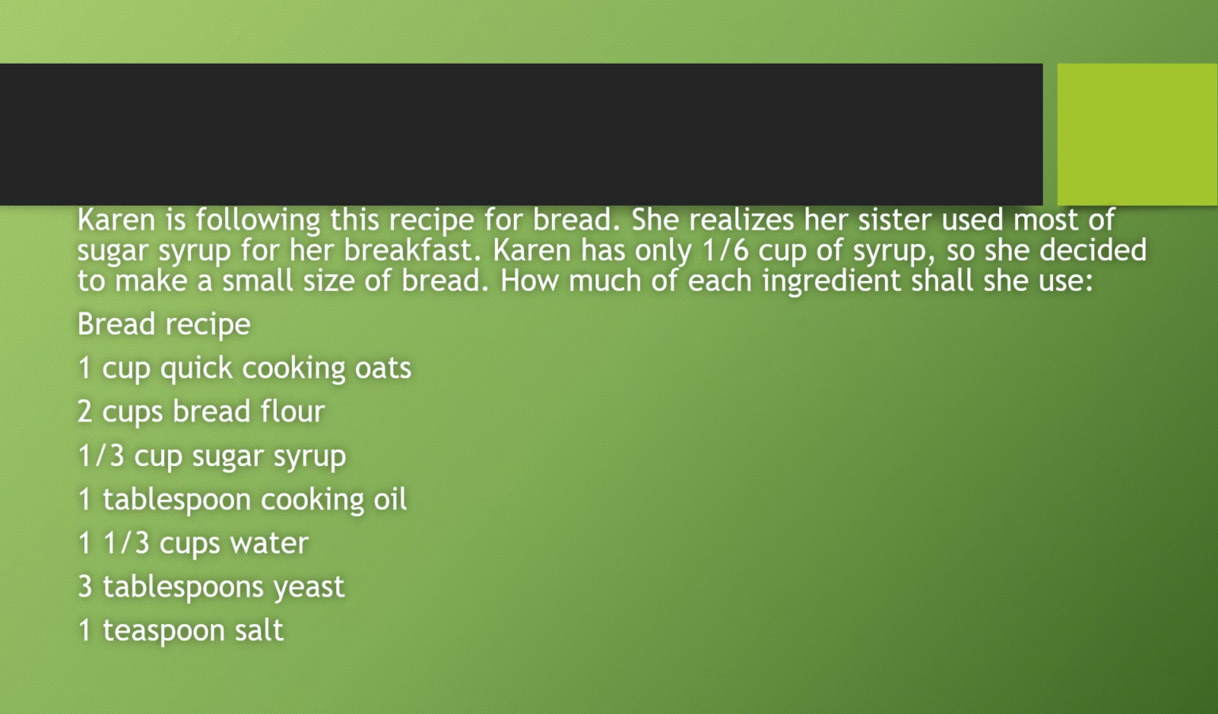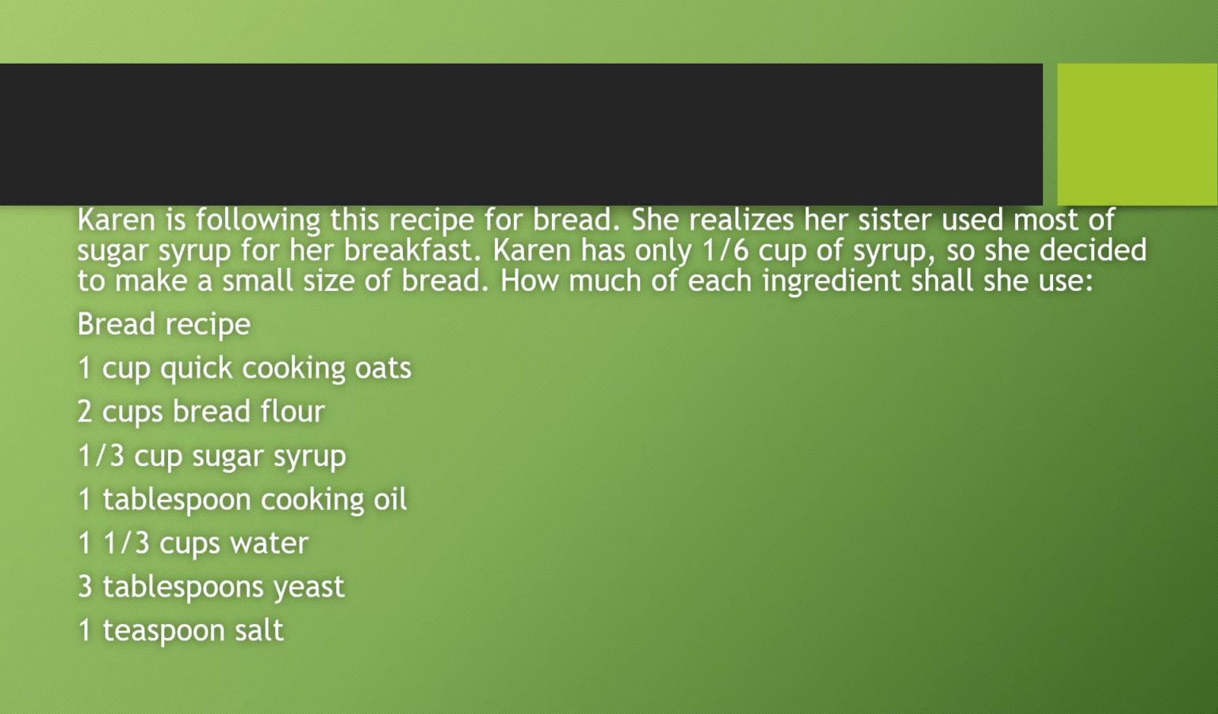Now, let's proceed to number 2. Now, Karen is following this recipe for bread. She realizes her sister used most of the sugar syrup for her breakfast. Karen has only 1/6 cup of syrup, so she decided to make a small size of bread. How much of each ingredient shall she use?